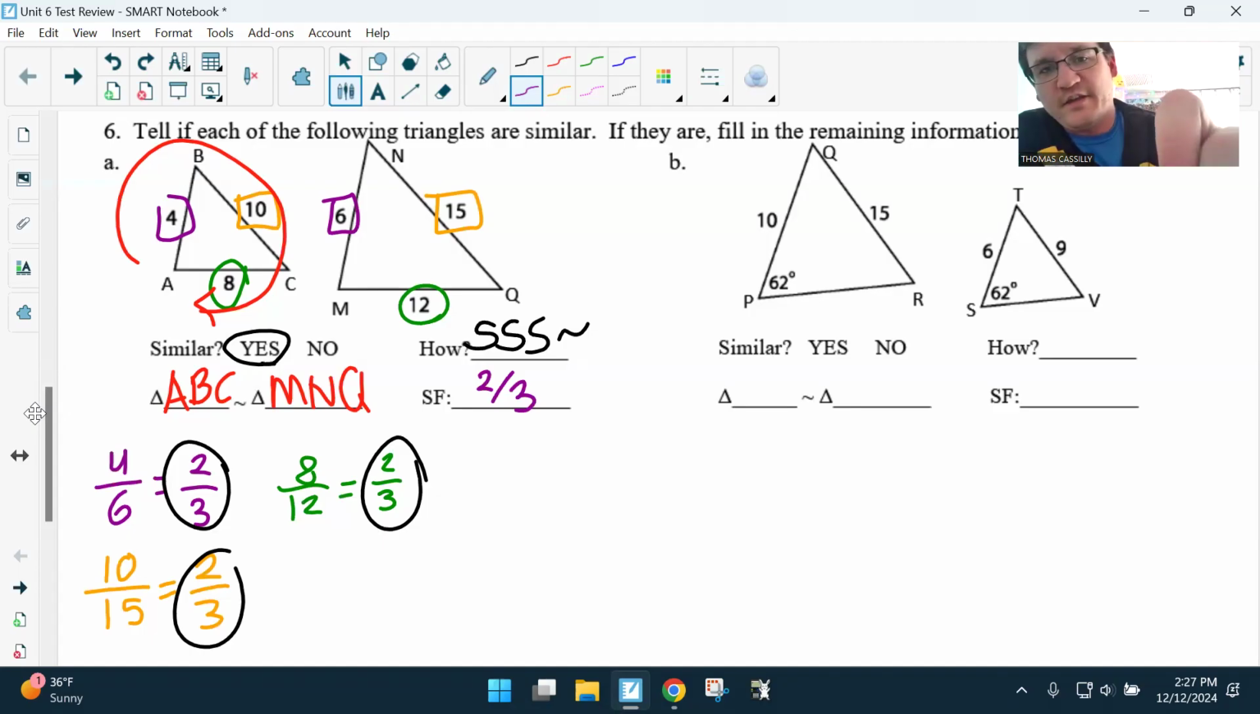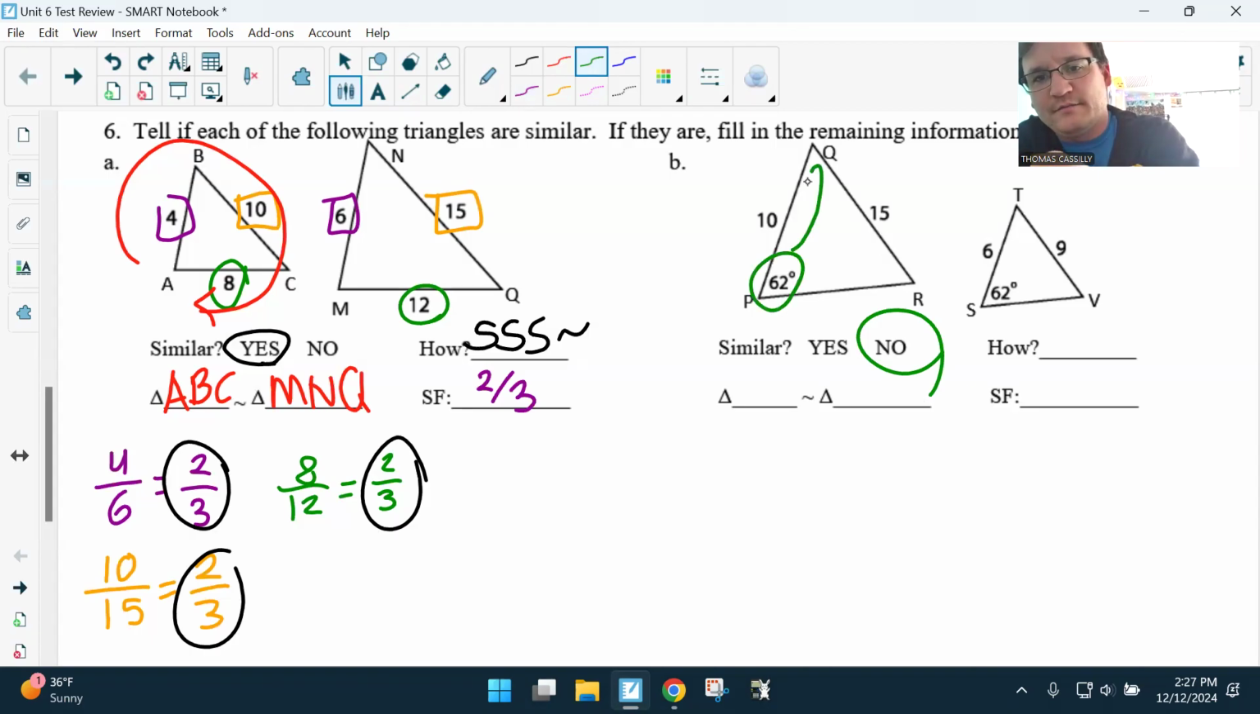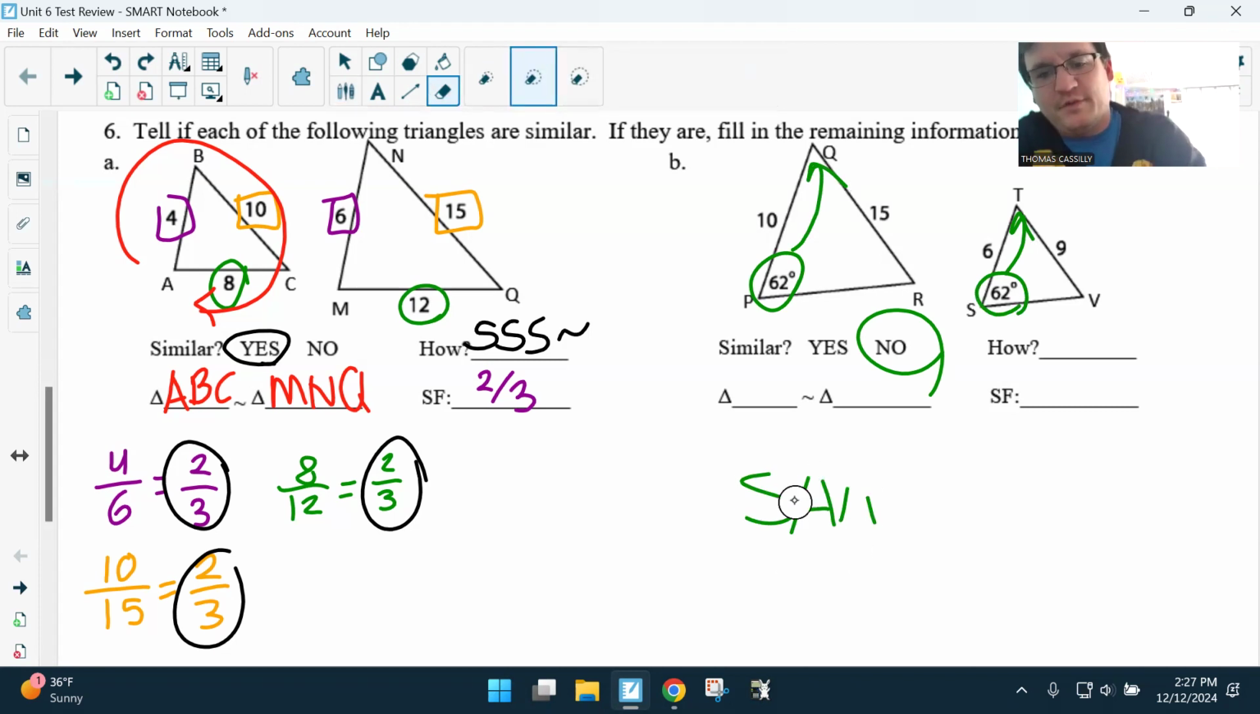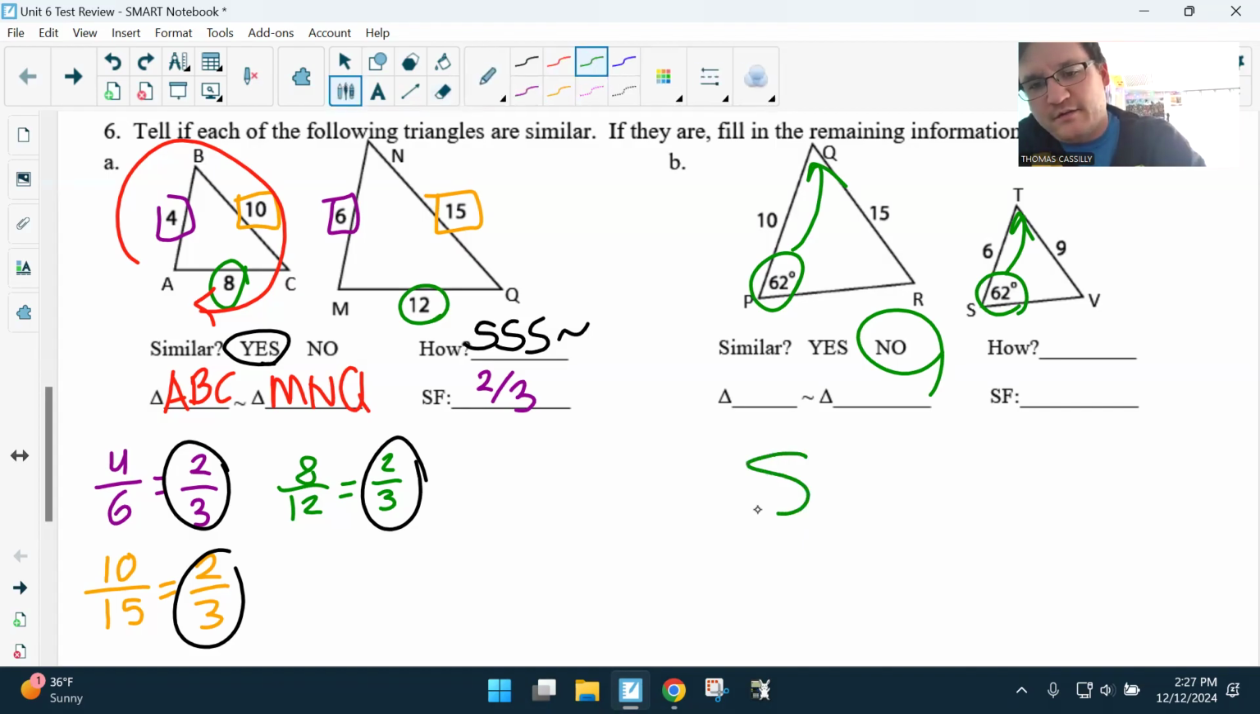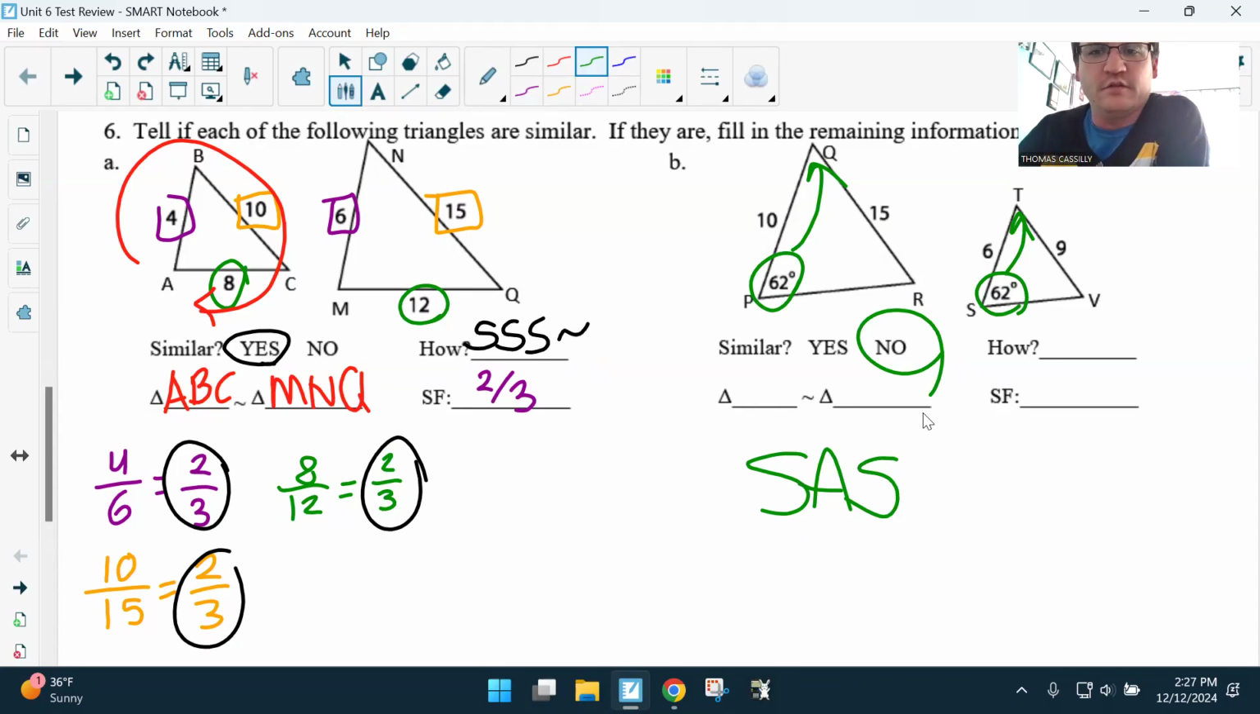All right. The next one. This is no. And I'm going to tell you right off the bat it's no because the angle is in the wrong spot. Remember, it's SAS. I said it, but I'm writing in the wrong stuff. SAS. Look where that angle is. The angle needs to be between the two sides. In this case, it's not. So that's pretty quick, we can conclude that no, that one is not similar.